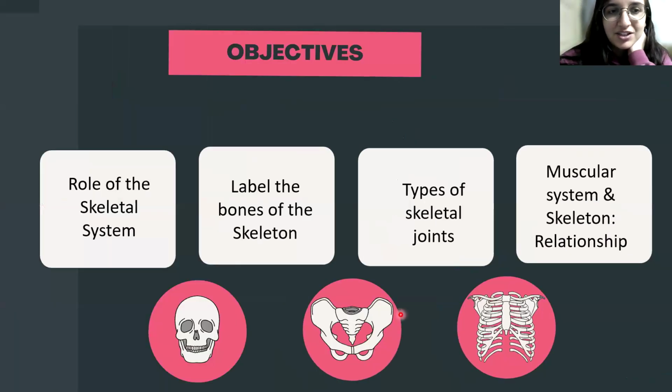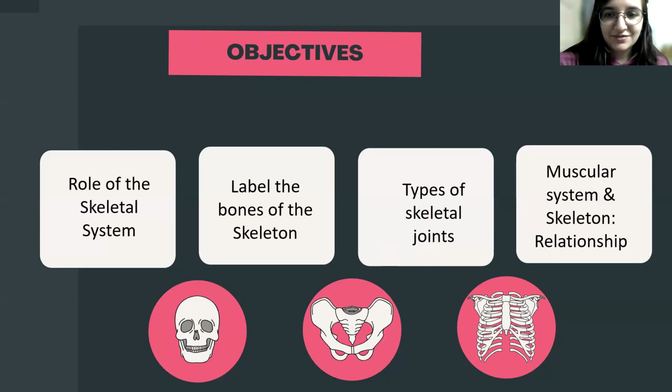Okay, so after this lesson, you would know the role of the skeletal system and you should be able to describe that role. And next, you should be able to label the bones of the skeleton. So later, we're going to have a look at what's inside this flesh of yours. How does the skeleton look like? And what is the name of each of that part? And then you will also learn different types of skeletal joints. You will learn what joints is. And lastly, throughout the lecture, we will be looking at how the muscular system and the skeleton are related to each other. Like what's the relationship between the muscular system and the skeletal system.